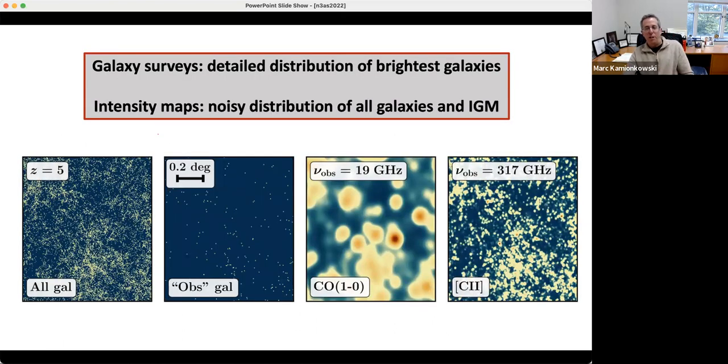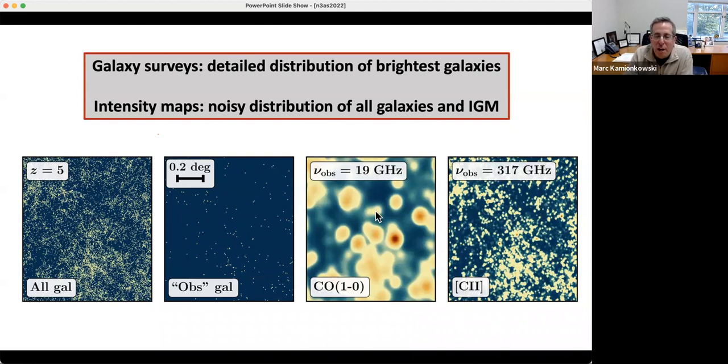Here's a semi-cartoonish picture of what a line intensity mapping experiment looks like. This is a map of what a galaxy survey would look like at redshift 5 if you could actually measure redshift and observe and detect all the galaxies at redshift 5. Here is what it looks like with a realistic telescope survey of redshift 5 galaxies, where you include only the galaxies that you actually detect.